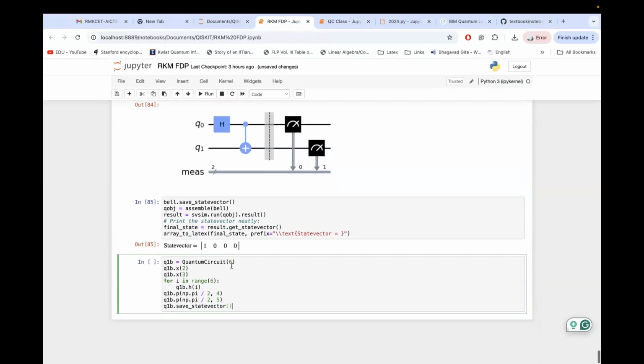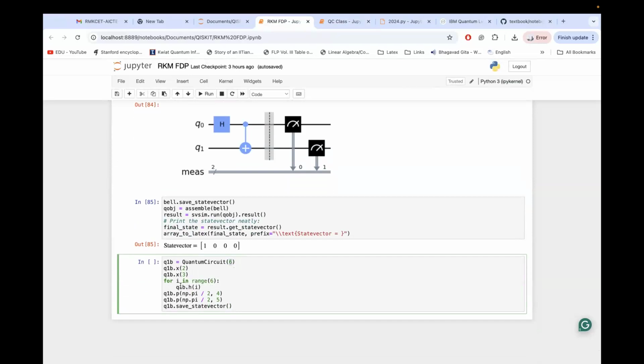I'm going to create a quantum circuit with 6 qubits. So how many qubits am I using? 6 qubits. And the circuit's name is Q1B. And what I'm doing here is applying the Pauli X operator to the second qubit and the Pauli X operator to the third qubit. And I'm using this command, for i in range 6. That means i is going to run from 0 to 5.